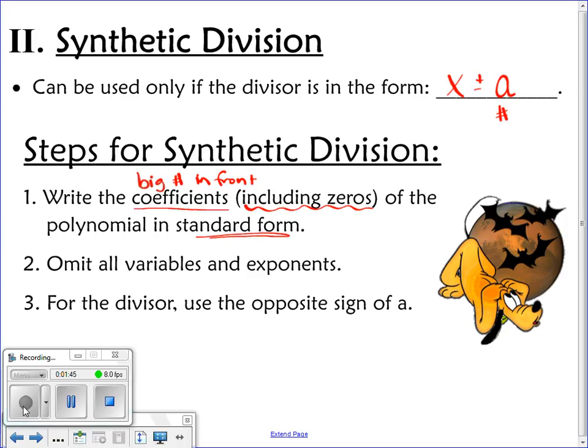Step 2, you will omit all variables and exponents. What's omit mean? Erase, get rid of, be gone, no more. So I'm going to get rid of all of my variables and all of my exponents. Sounds kind of nice, right? I get rid of all the x's and all the exponents, I don't have to worry about them. For the divisor, what you're dividing by, you will use the opposite sign of a. Or, in other words, the answer if set equal to 0, which we've done a lot.